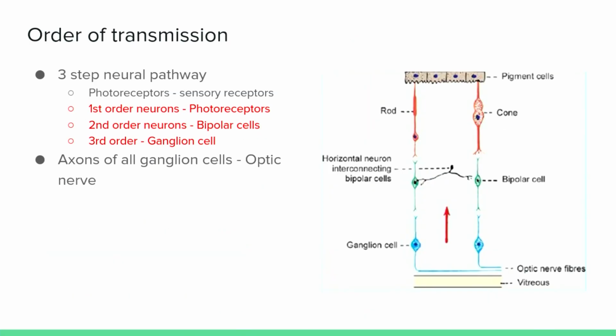Now the order of transmission. The retina has a 3 neuron pathway. Photoreceptors are the sensory receptors and the first order neuron. Bipolar cells are the second order neuron, and ganglion cells are the third order neuron. This is according to Ryan's. In A.K. Khurana it is mentioned differently: bipolar cells are the first order neuron in Khurana. Axons of all ganglion cells form the optic nerve at the end.